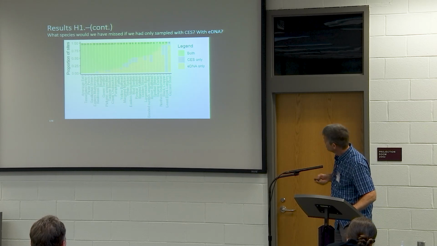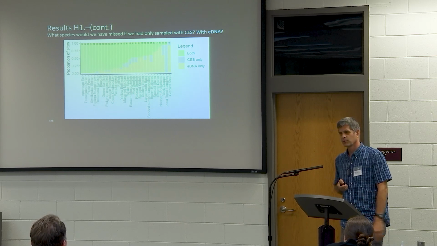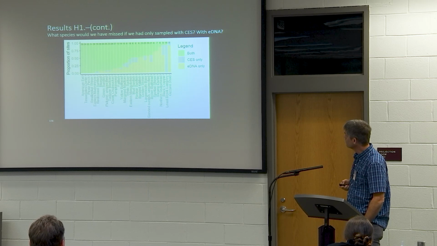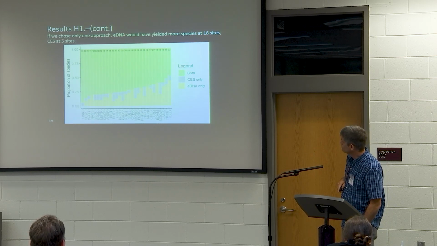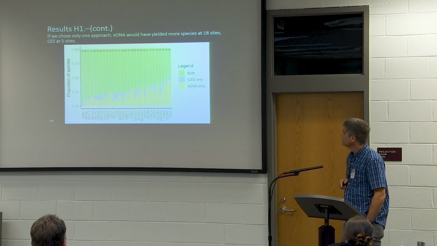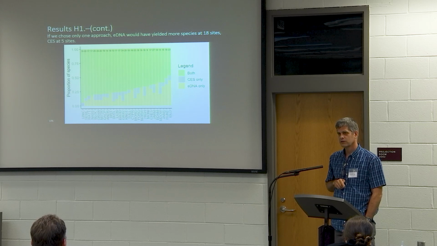So all the bars that have the orange-yellow that's longer than the purple is where eDNA did better. And this is looking at the flip of that. The x-axis is the sites, and the y-axis is the proportion of species at a site that were detected by either method.